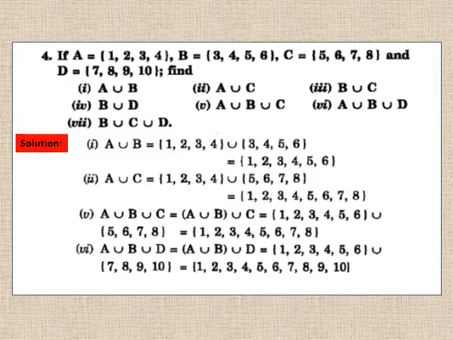And sixth is the same. We have to find A union B union D. Same as we did in the fifth sum, following the associative property, we can write A union B, and after that we will take the union with D. A union B is equal to what? {1, 2, 3, 4, 5, 6}, and then we have to take the union with D. D is {7, 8, 9, 10}. So write all the elements without repetition. So we will get the set {1, 2, 3, 4, 5, 6, 7, 8, 9, 10}. Clear? So pause and solve the other parts.